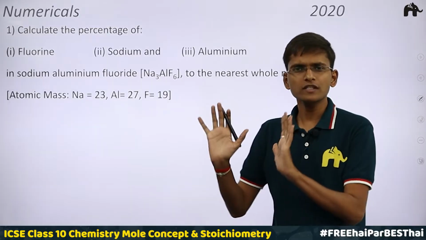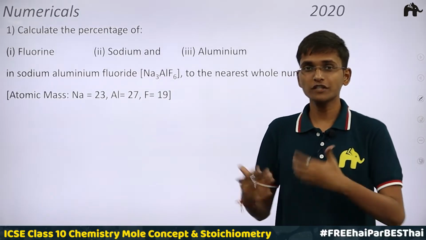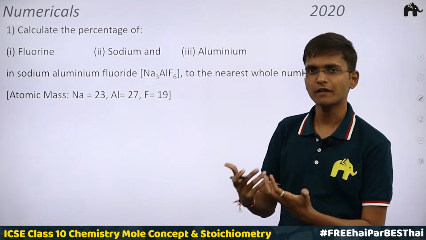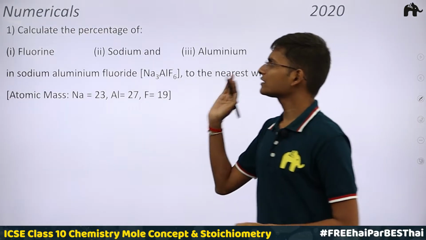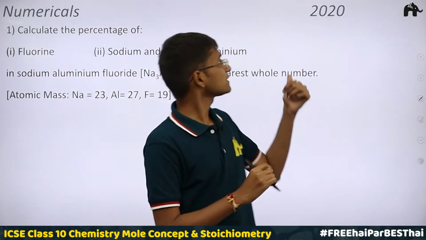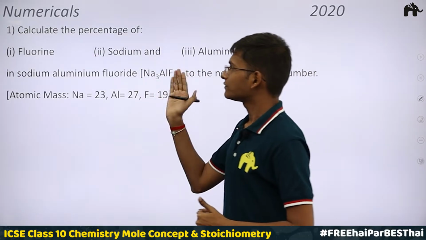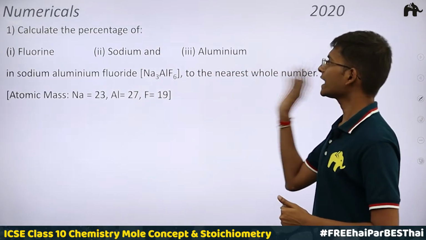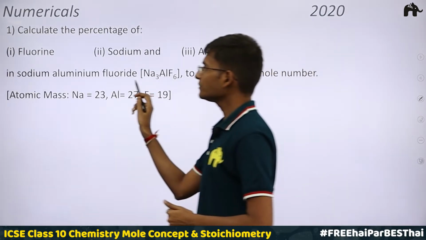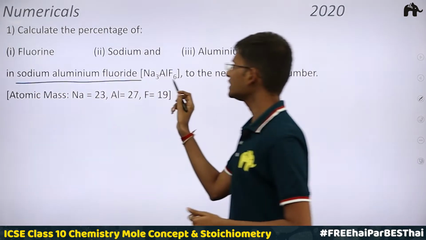Okay, so after learning this concept, now let's quickly solve some questions so that we can test how much we have understood. So first, this question was asked in your exams in 2020. Calculate the percentage of 1 fluorine, 2 sodium, 3 aluminium in sodium aluminium fluoride, Na3AlF6.